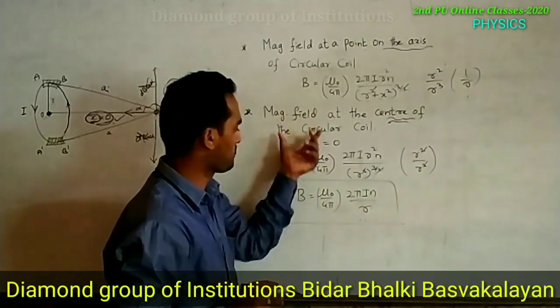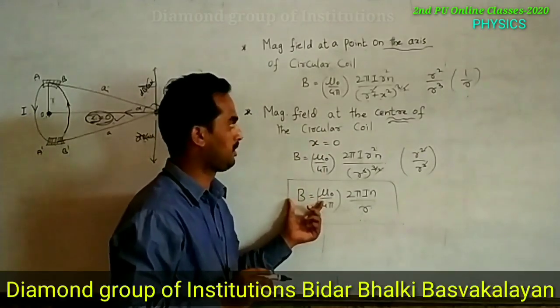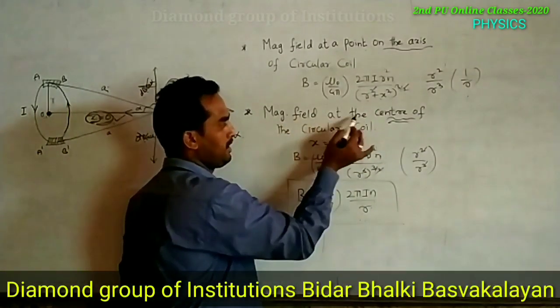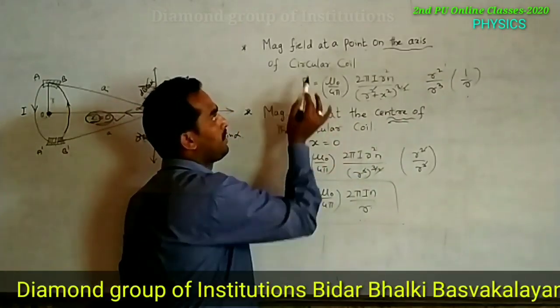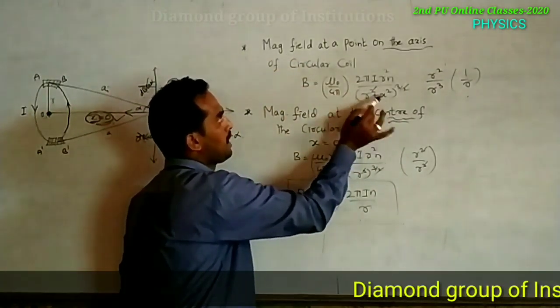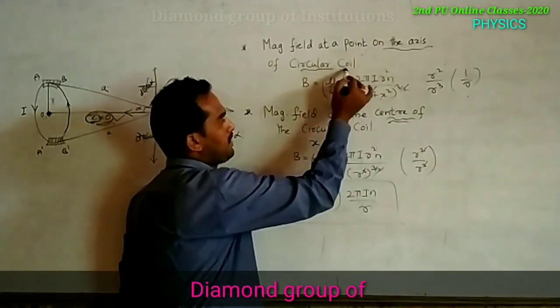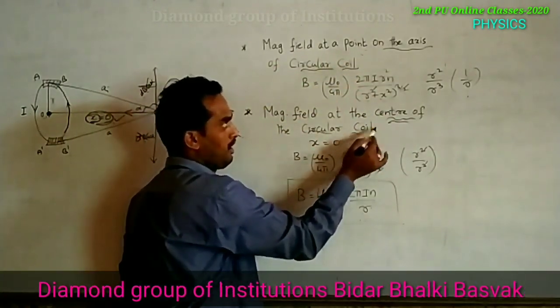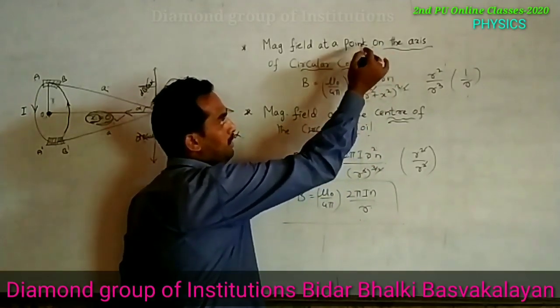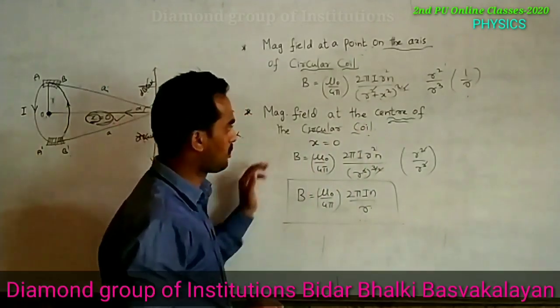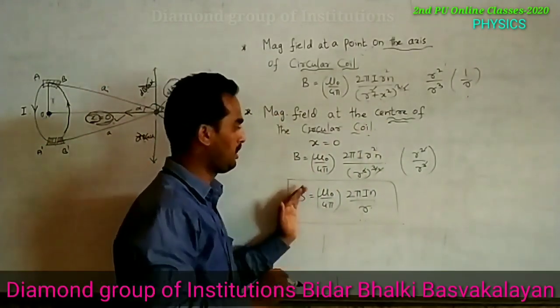So this expression we are going to use to calculate the magnetic field at the center of the circular coil. And the earlier expression we use for the magnetic field at a point on the axis of the circular coil. Here also it is a circular coil, but this one is at the center of the circular coil. So remember these two most important equations.